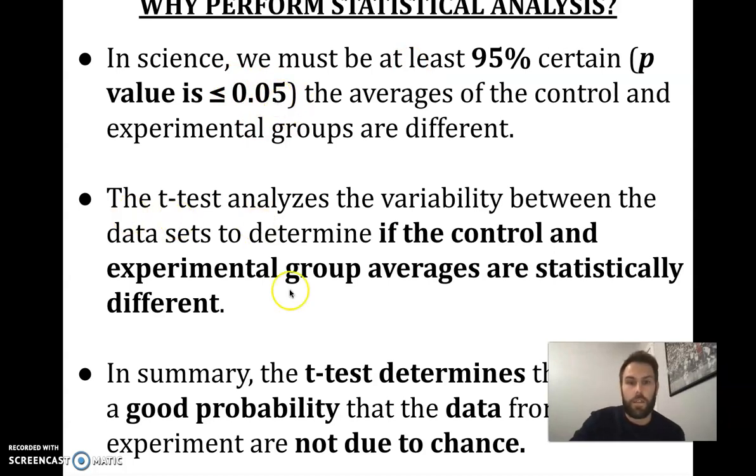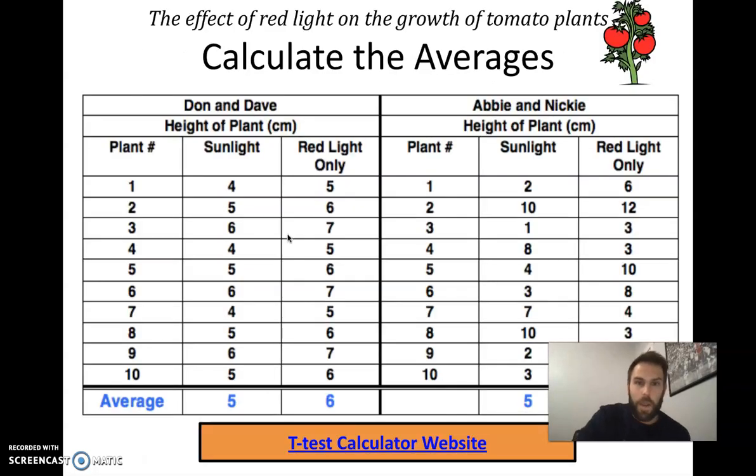Again, the t-test is going to analyze if there's a difference between the control group and the experimental group to see if they're actually statistically different or not. Okay, so let's actually look at an example. Here we have an experiment. It's the same one we looked at in the graph before, effect of light color on height of plant.